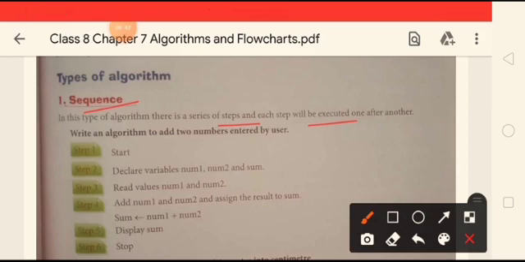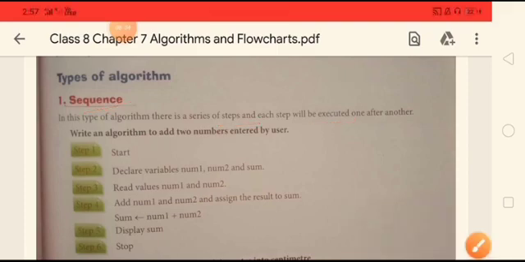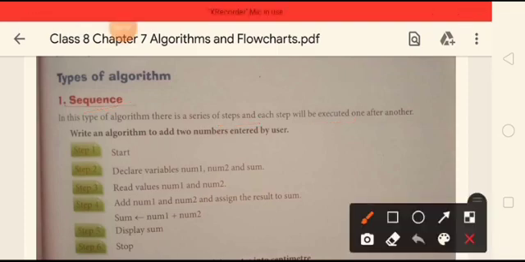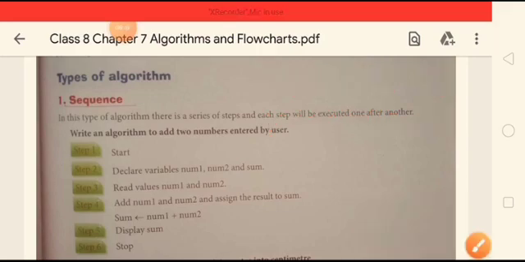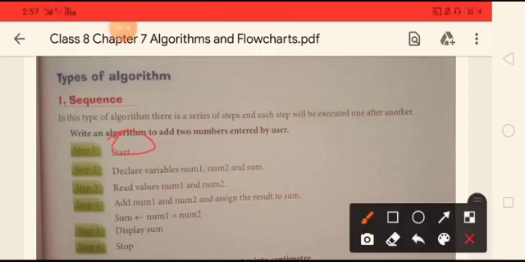For example, you have to write an algorithm to add two numbers entered by a user. Suppose number 1 is 10 and number 2 is 20. So you have to write the algorithm for the addition of number 1 and number 2. So what are the steps? Let us see. First you have to start the algorithm, then you have to declare num1, num2 and sum. Okay, you have to declare these variables.